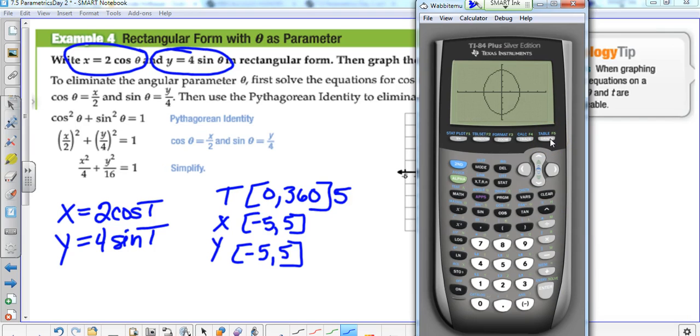What'd you get? An egg? An ellipse? What do you notice about the ellipse? What is its domain? -2 to 2. Domain is least to greatest, the x values, right? What is its range? -4 to 4. Do those numbers seem familiar at all? Okay.